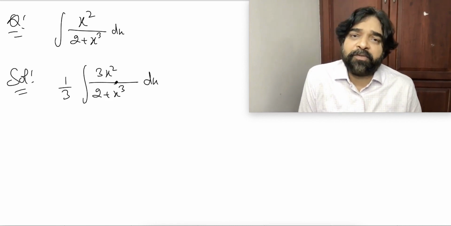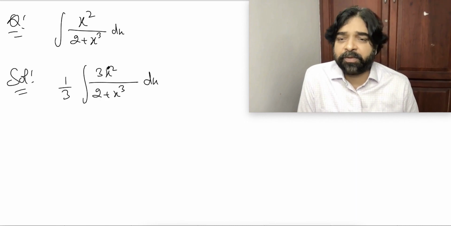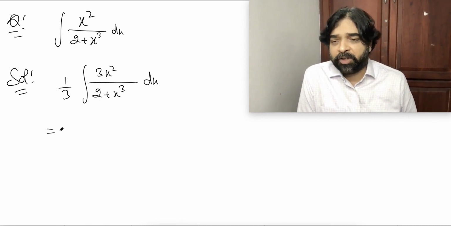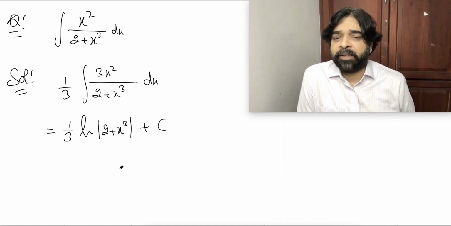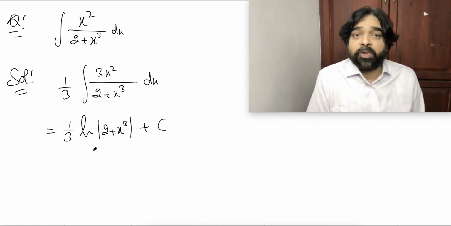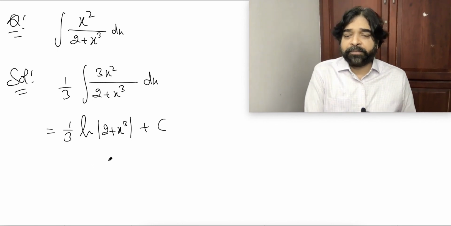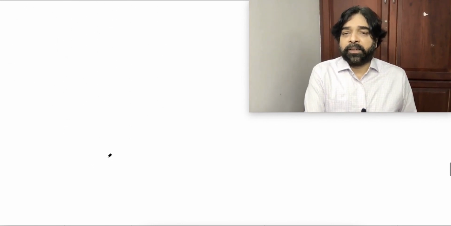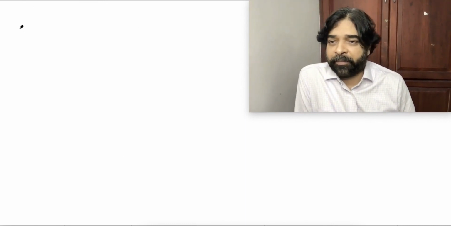Now it's perfectly the form of f dash x by fx. This differentiation, 3x square, is f dash x by fx. So I can write this as 1 by 3 ln mod 2 plus x cube plus c. Don't remove the mod here, because 2 plus x cube can be negative also. So we have to protect it and we will keep the mod. So these are some small questions. What is a big question? Let's see.